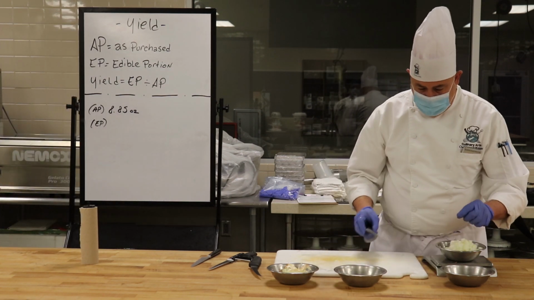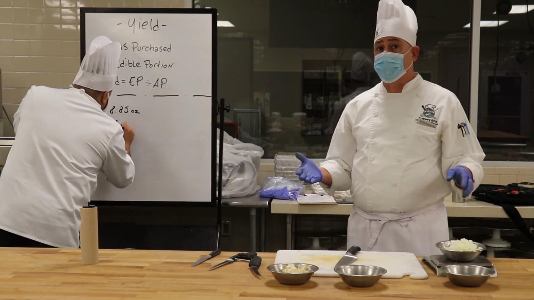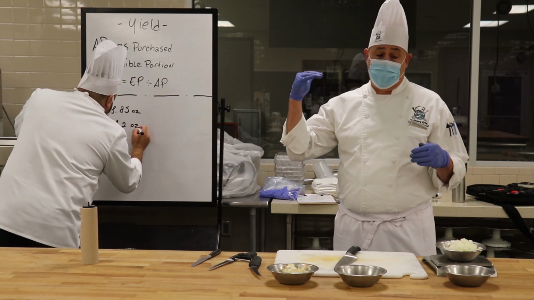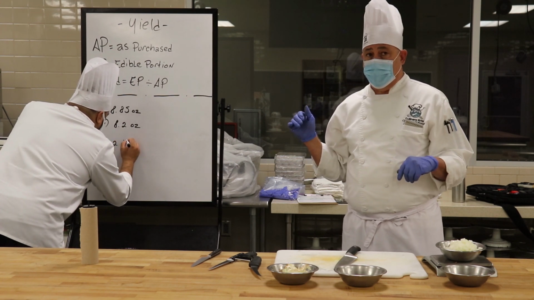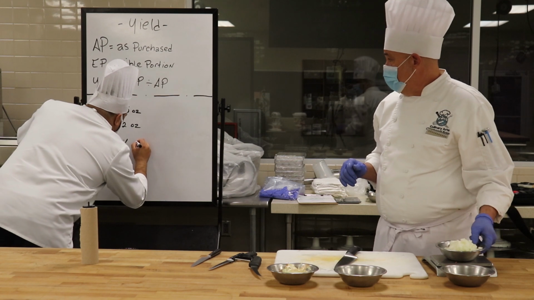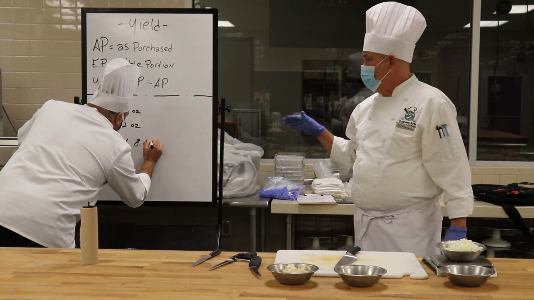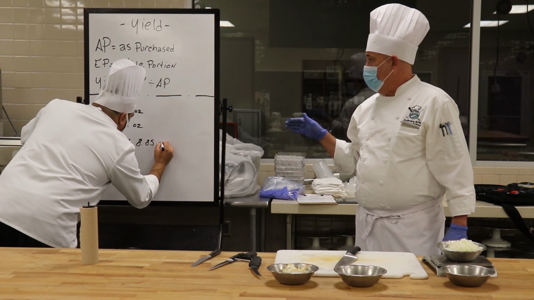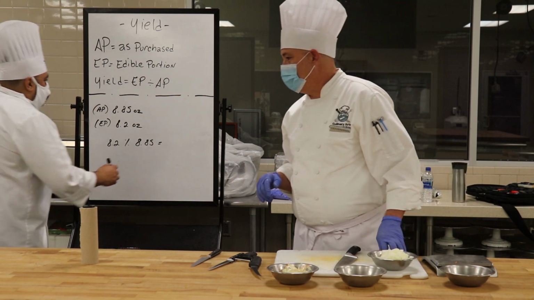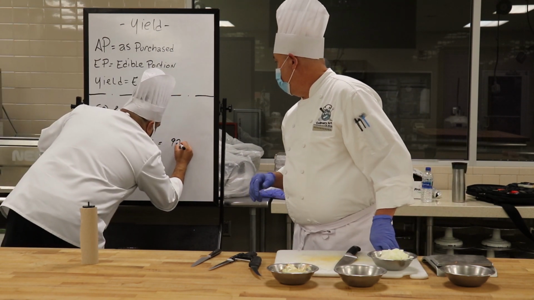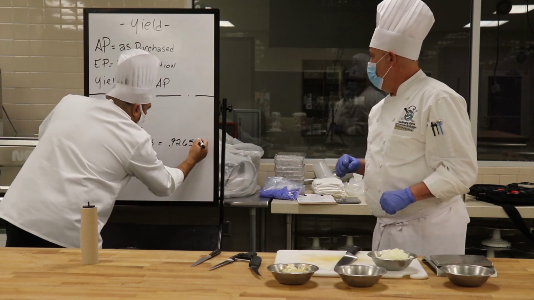So our EP weight is going to be 8.2. So we got a really good yield. We went from our AP weight of 8.85 to an EP weight of 8.2. Okay? So now we have to do the math step, which is 8.2 divided by 8.85. Good job. What do we get? 92%. All right. Good job.